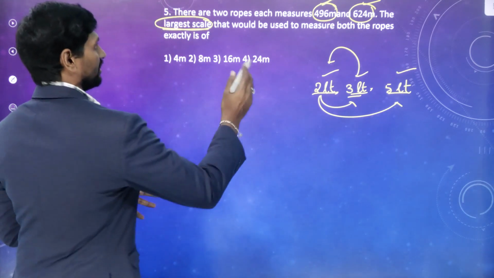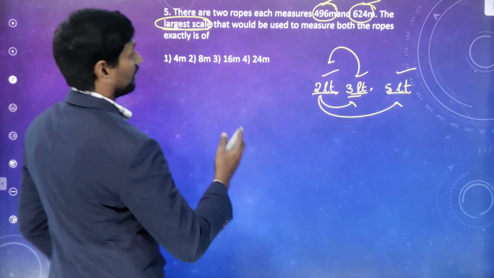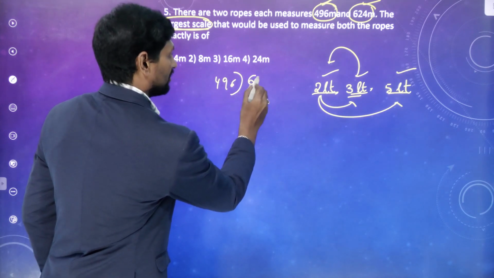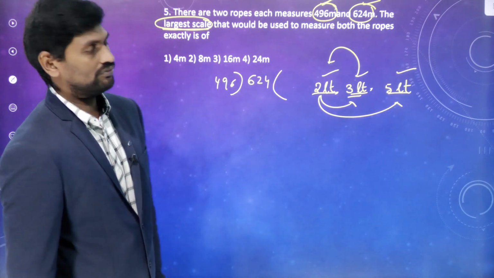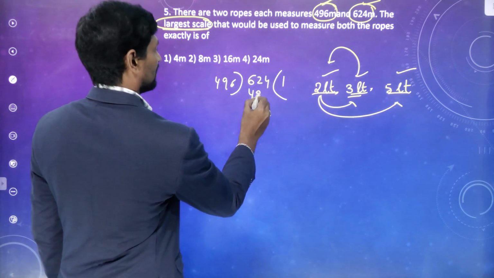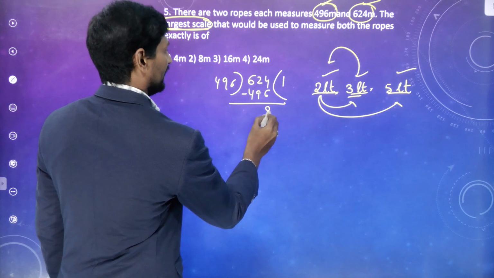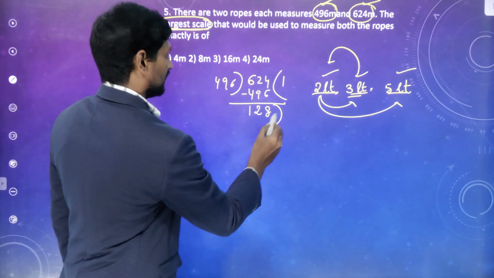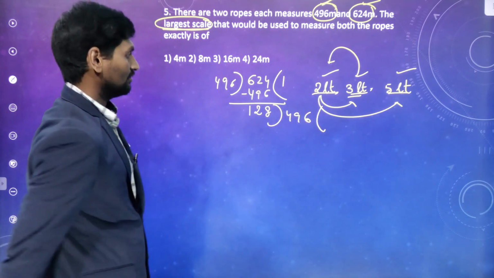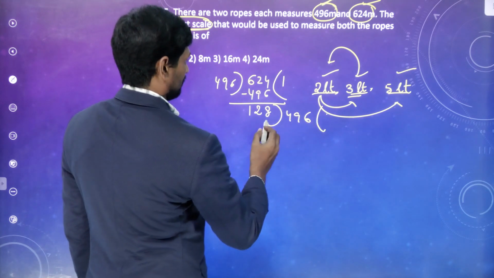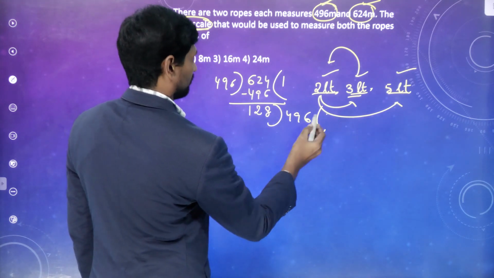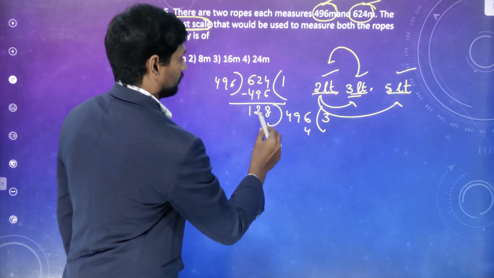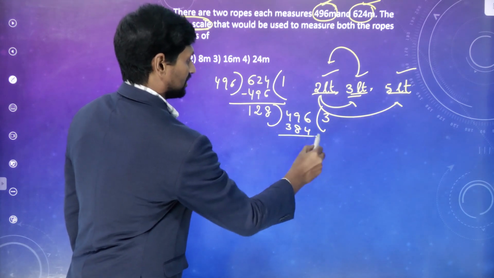So for identifying this, we need to find the HCF of both of the numbers. So smaller one 496 and larger one 624. Find the HCF. Ones are 496. Here 8, one remainder means 128. Again 496, I think 4 times will come. 4 twos, not coming. 3 times we check: 3 8s are 24, 3 2s are 6 plus 2 is 8, 3 ones are 3.